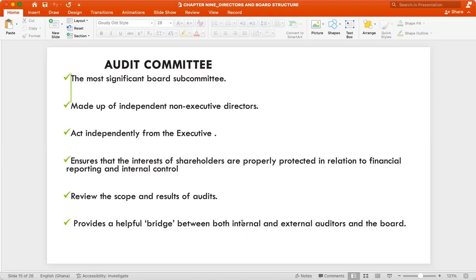Okay. After they are done, their report and other things must get to the board, and the audit committee must look at what they have done and also check the financial statement to make sure that things are being done well. All right. Before even external auditors come. So they will serve as a bridge between the internal, external auditors, as well as the board of the company.